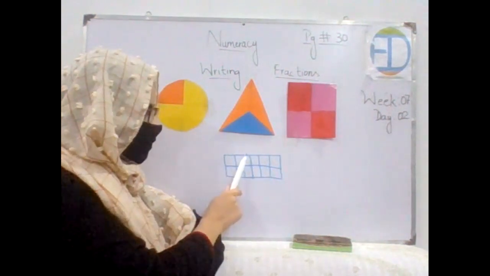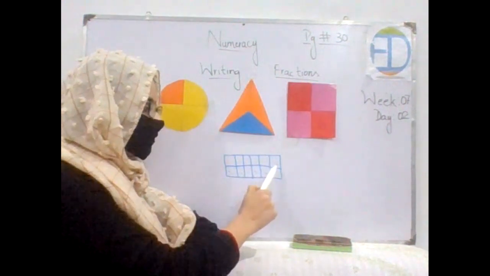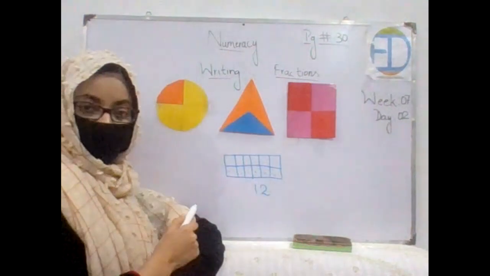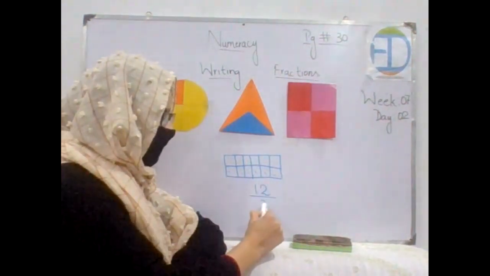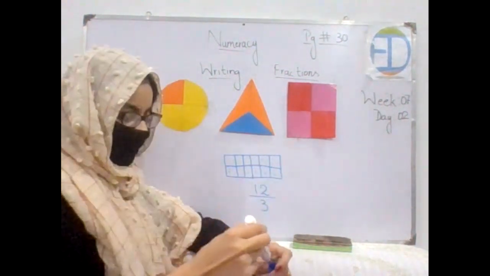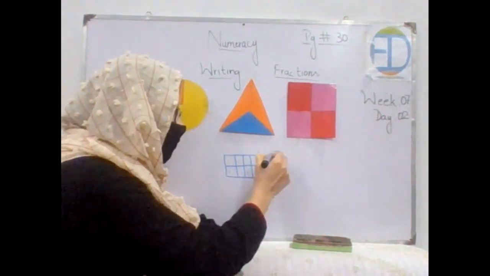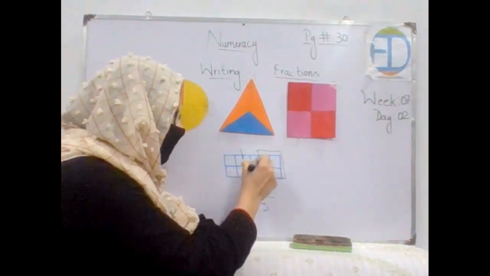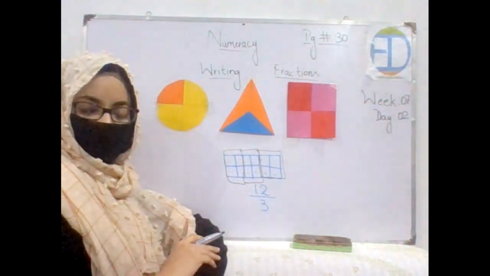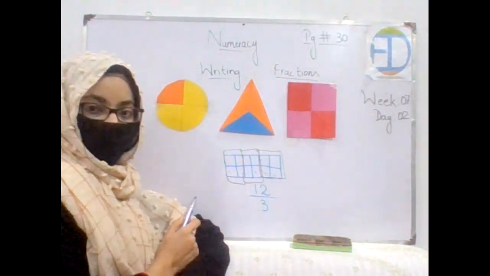Count them: 1, 2, 3, 4, 5, 6. 6 and 6, 12, right? And you are supposed to divide it among 3 people. This means that every person will get 4 of them, right? So this would be for one person, this would be for the second person, and this would be for the third person, right?